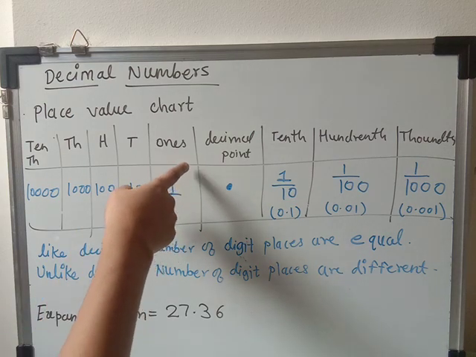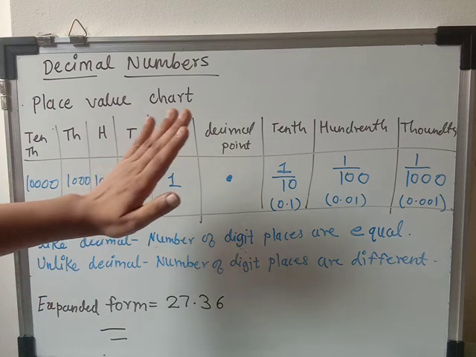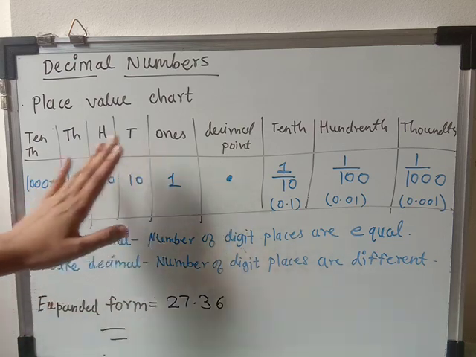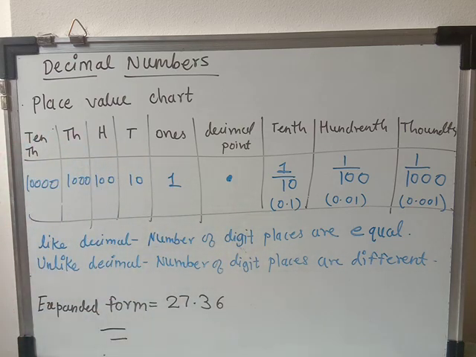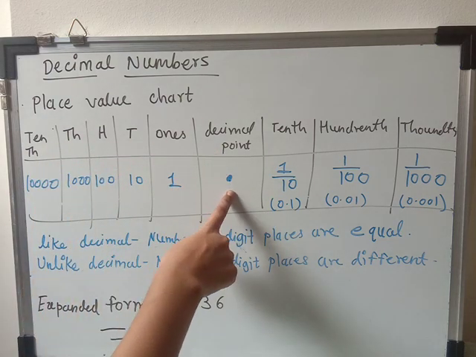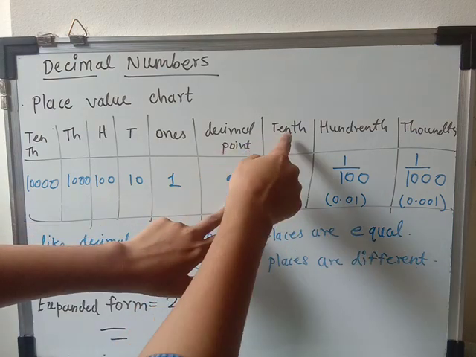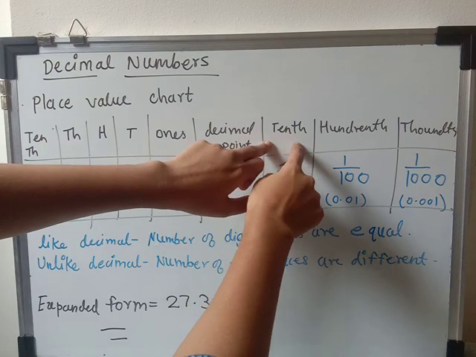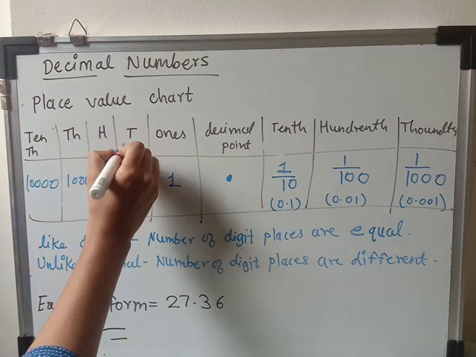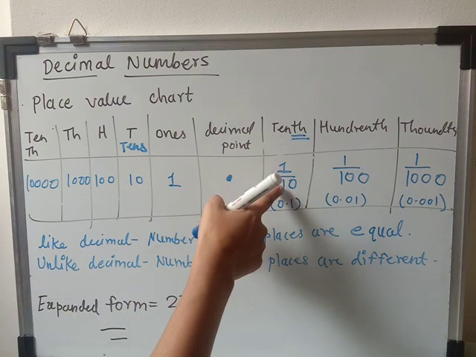So we know that ones, tens, hundreds, thousands, ten thousands, the values of all these periods are the same. But if a decimal number is there, then on the left side of the decimal are the usual columns. After the decimal there is a tenth column, and after that hundredth and thousandth. This column we call tens, and here tenth means the first part of the tenth.